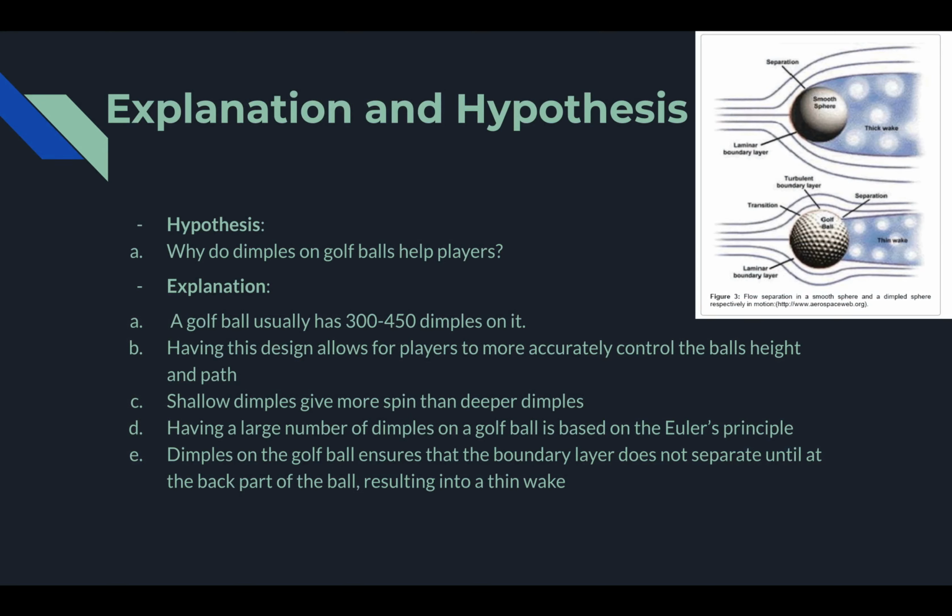So our hypothesis goes like, why do dimples on a golf ball help players? And we explain that by stating that a golf ball usually has anywhere from 300 to 450 dimples on it. Having the design allows for players to more accurately control the ball heights and paths and other related items.